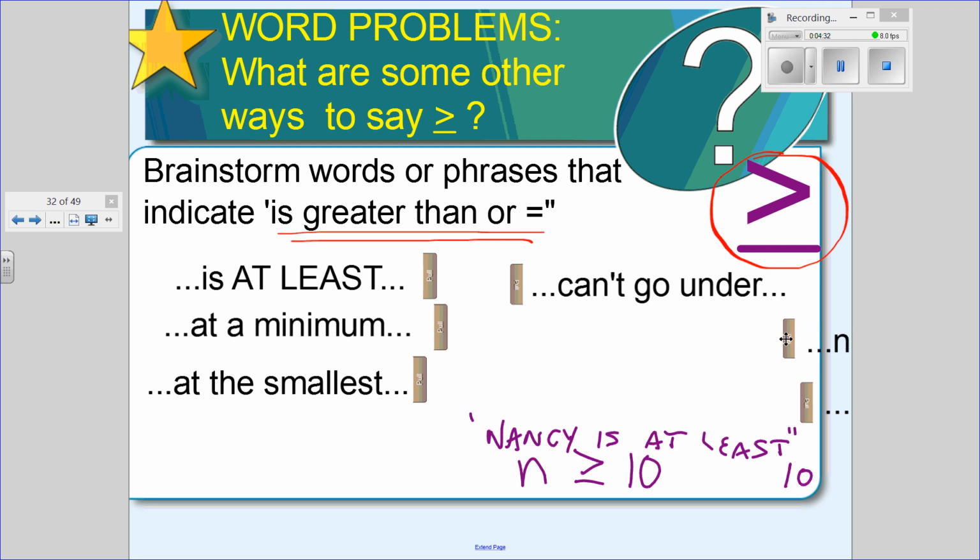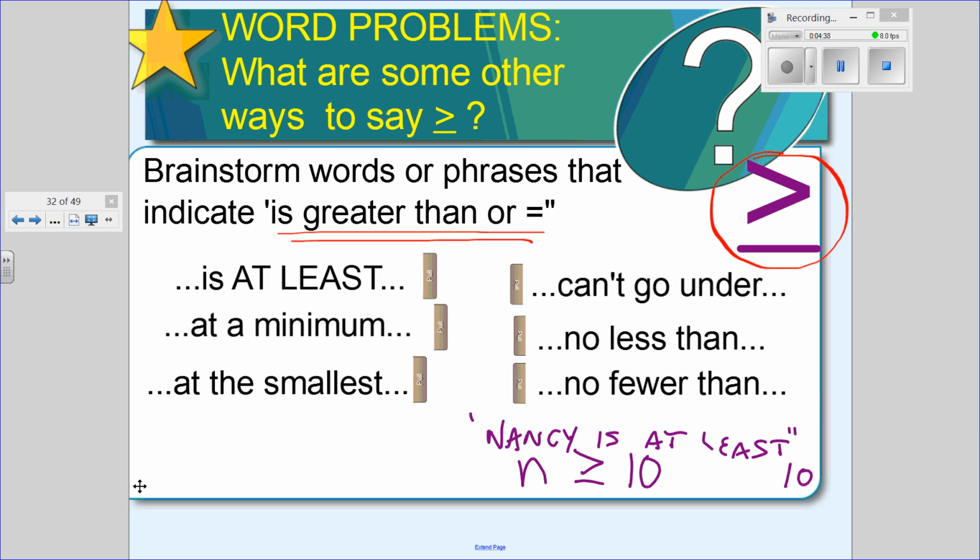Cannot go under a particular number, okay? No less than is another way of saying that. And no fewer than. Sometimes people get jammed up on these translations, particularly because they see the less than sign, or they see the less than words, and then they want to write the less than sign. However, it is saying exactly the opposite. It's saying no less than or no fewer than, right?